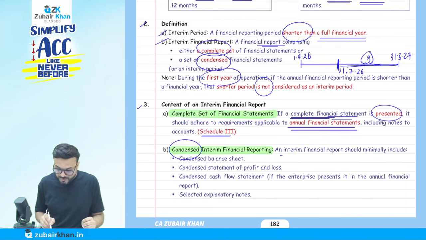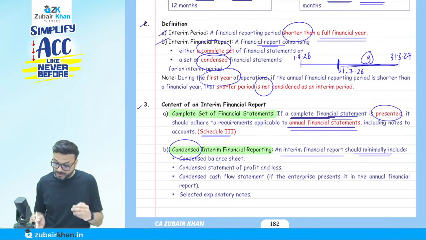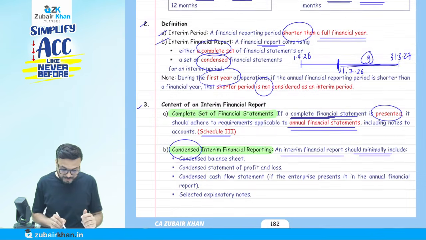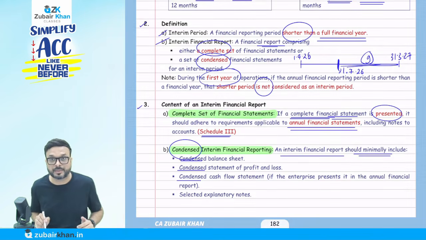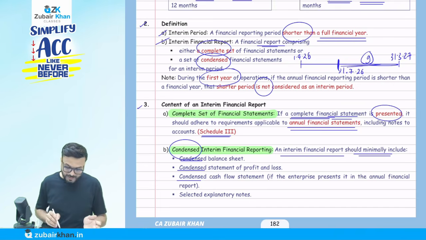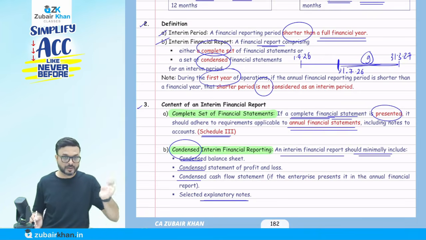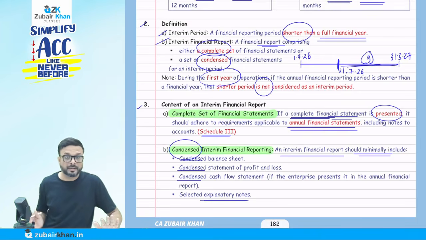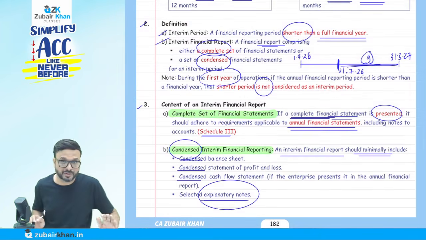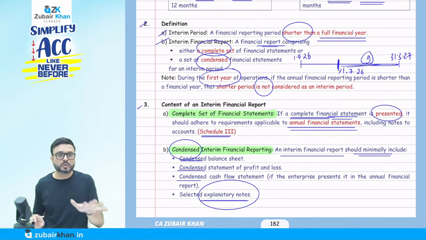They say an interim financial report should minimally include a condensed balance sheet, a condensed statement of profit and loss account, a condensed cash flow statement if the enterprise presents one in the annual financial statements, and selected explanatory notes. So basically, we are still going to prepare the P&L account, cash flow, and balance sheet, but with selected explanatory notes, not detailed notes to accounts like we do in the annual financial statements.